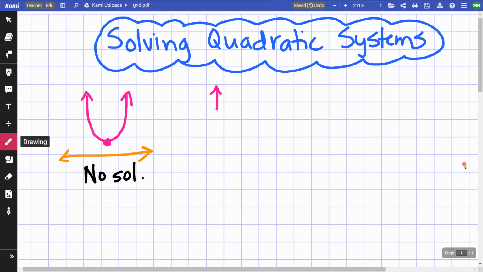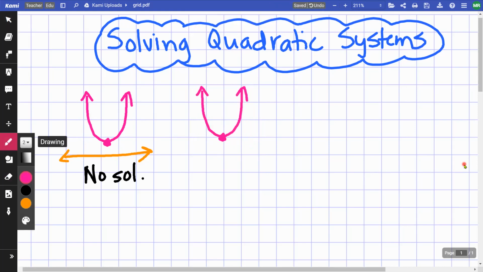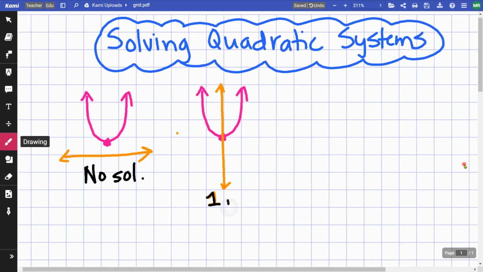We might also have a parabola. Okay, we might also have a parabola, and we have a line, but maybe the line goes maybe vertically through it, or maybe horizontally and it touches at the vertex, and we have 1 point of intersection. So we're going to have one solution.